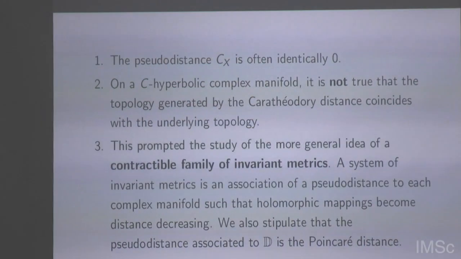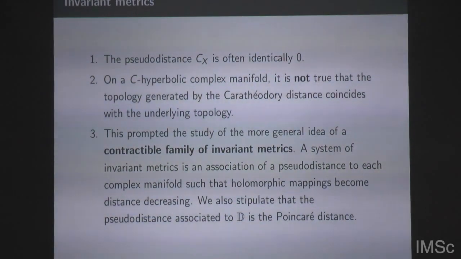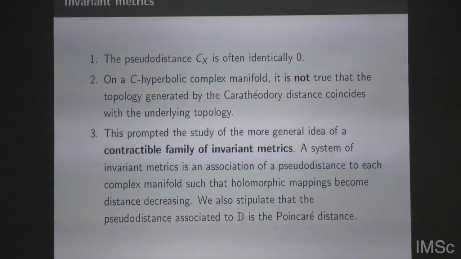Now, as I mentioned, there are many problems for this Carathéodory pseudo distance. First is that it's often identically just 0. The second problem is the question: suppose you assume that it's Carathéodory hyperbolic, does the topology generated by this metric agree with the original manifold topology? And it does not agree. So, the community wanted to study whether it is possible to put some other pseudo distance on the complex manifold which does not have these deficiencies.